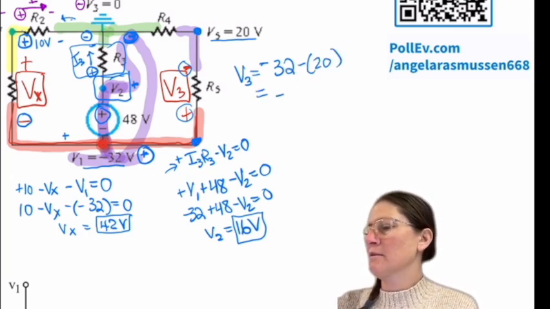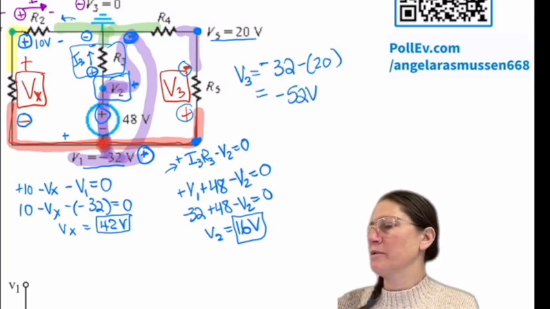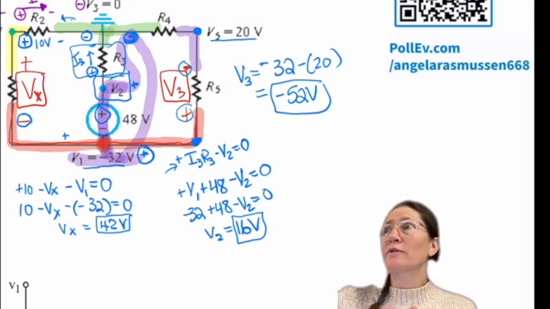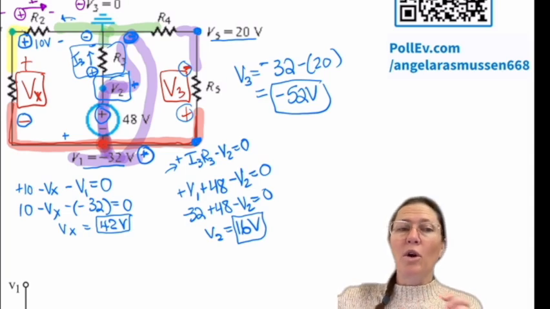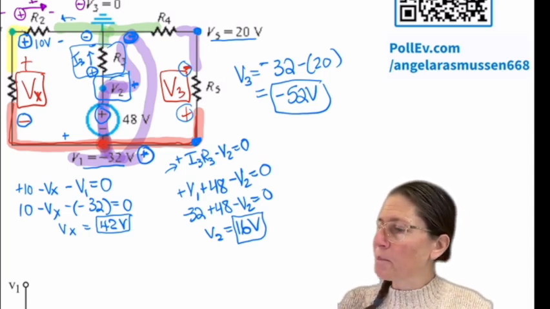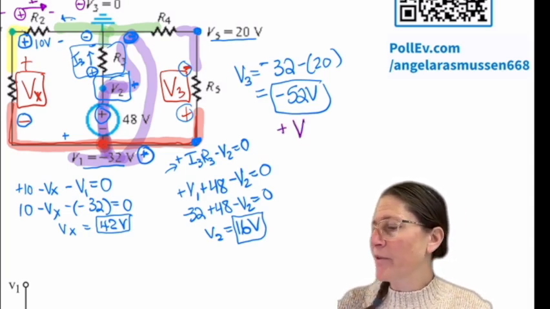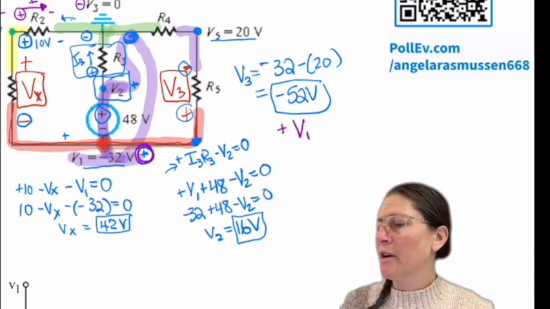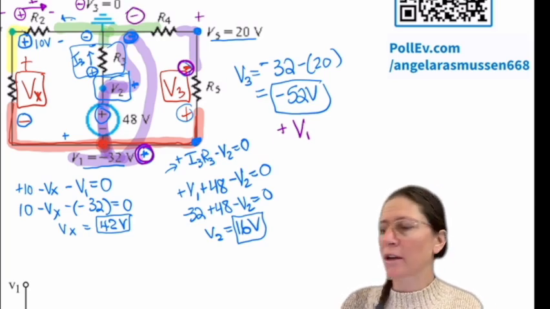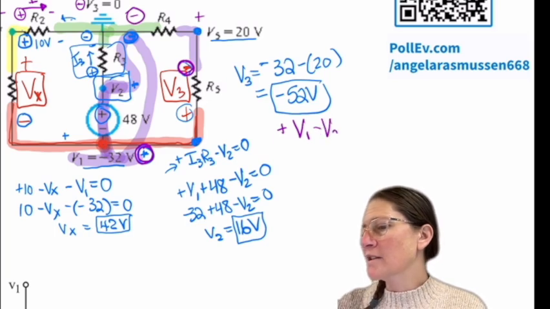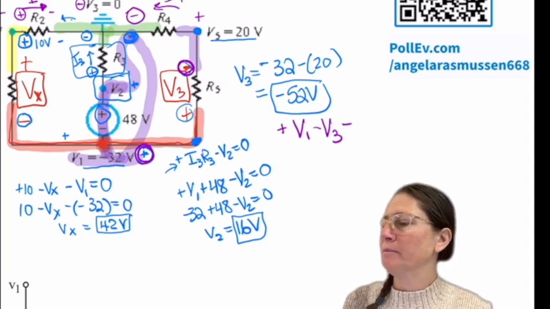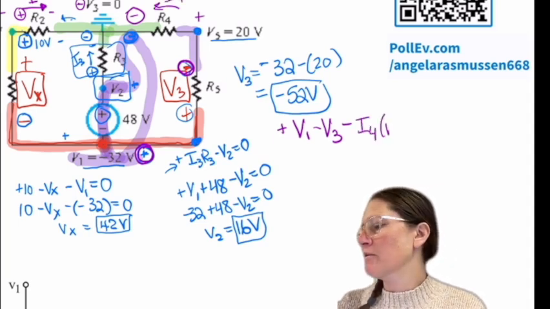So this would be minus 52 volts. So that's another way of doing it. Or I can do the full loop, and then it would be plus V1, so plus here, a minus here, and then from here to here, it would be another minus. So plus V1 minus V3 minus, I'll call that I4, I4 times R4.